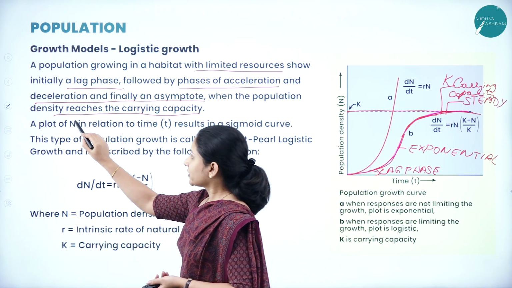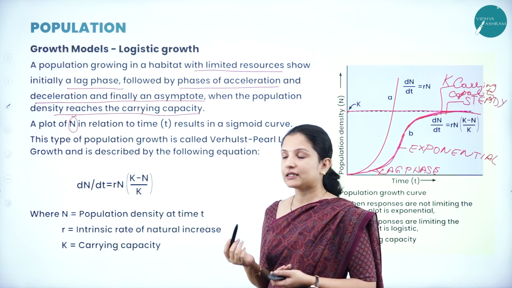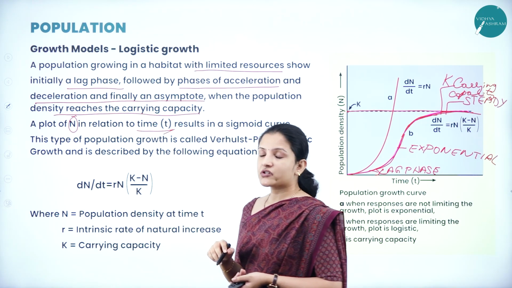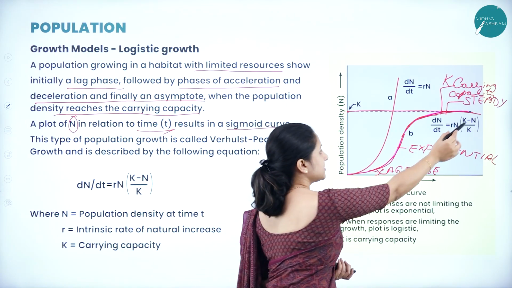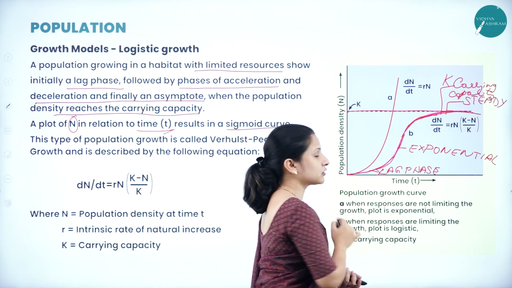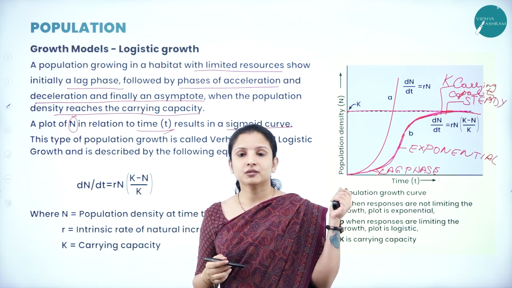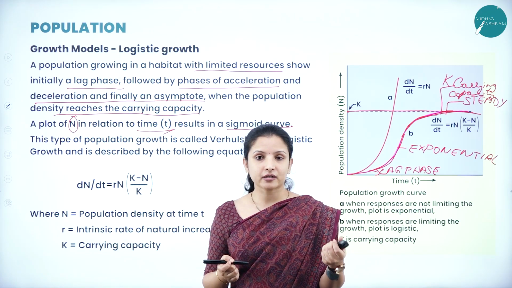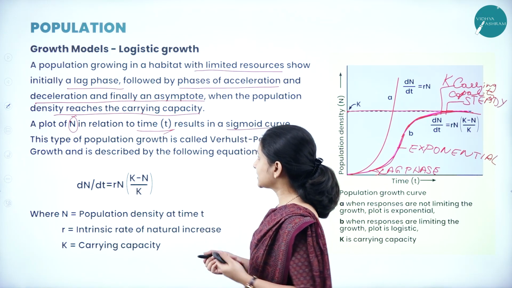So N here is population density. It is plotted against the time T, which results in a sigmoid curve. As you can see, it is an S-shaped curve. So that is why it is called a sigmoid curve. The same thing you have studied about growth patterns. When studying the plant growth pattern also, sigmoid growth occurs in the plant. So we have studied that.